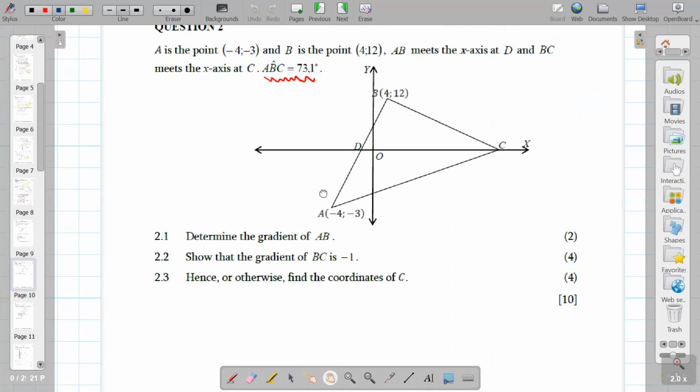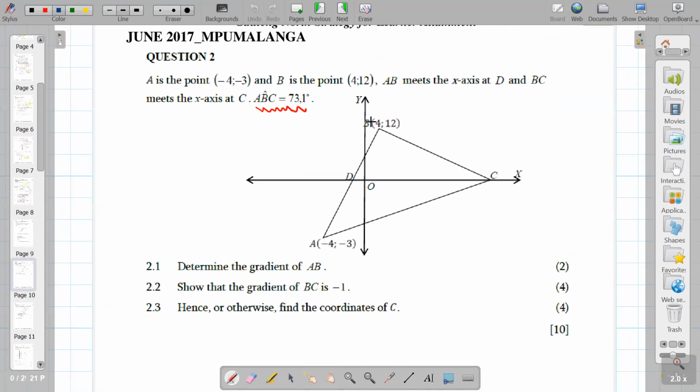Let's have a look. We are given the angle ABC. So this angle is given. So that looks maybe a bit different question. So if we are given angle at B, how does it help me? So we know A, okay, we know B. What's the first question? Gradient AB. So that shouldn't be a problem, but the gradient BC will be -1, it says. So how can we get gradient BC?